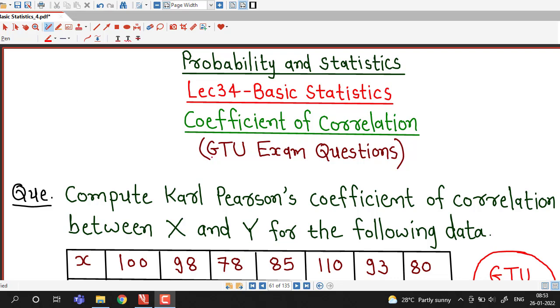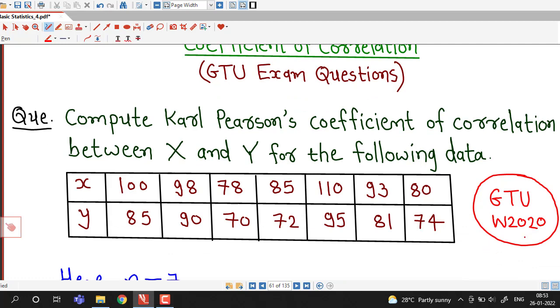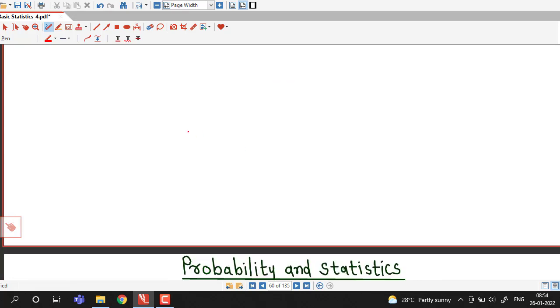In this lecture, we will discuss one question on coefficient of correlation which was asked in GTU Winter 2020 exam. In this question, we are asked to compute Karl Pearson's coefficient of correlation between variables x and y for the given data. So here we are given values of x and y and we have to compute Karl Pearson's coefficient of correlation, which we have discussed in earlier lectures.